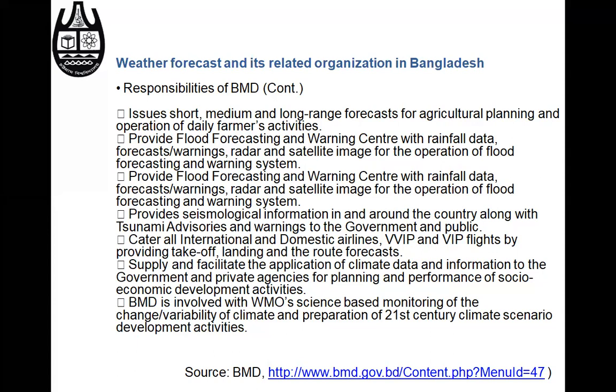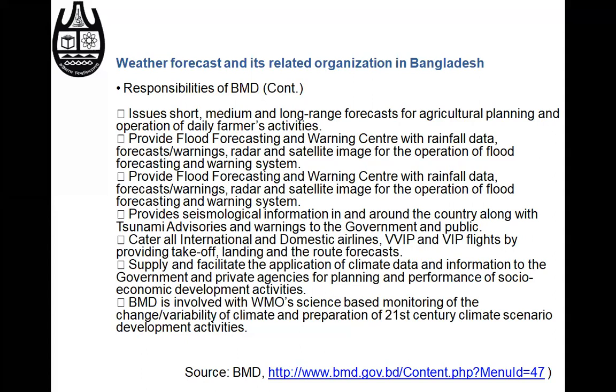They also provide seismological information in and around the country, because tsunami advisories and warnings are needed by the government. Using that information, we can also take quick decisions for recovery.